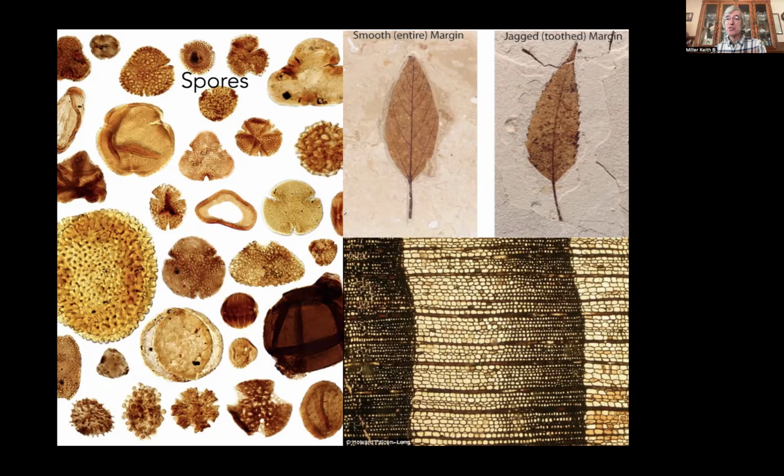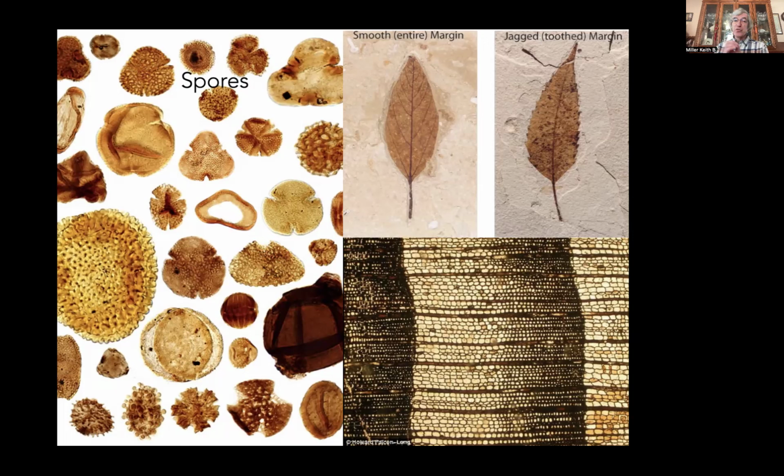And then on the left are spores. Very often, you don't have macrofossils of plant leaves and plant material. But what you have is spores. Spores are much more easily preserved than whole leaves or branches or stems and things like that. And they can also be really well preserved in things like lakes.